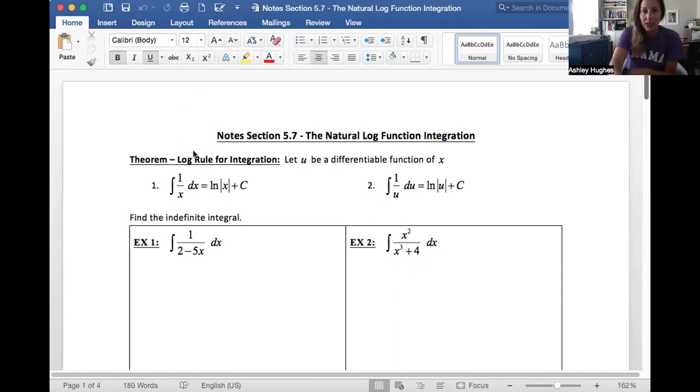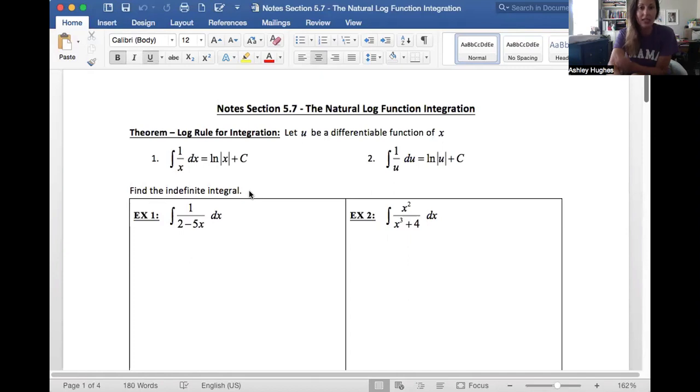All right, let's see. This is integration with logs. If you remember logs, when we take the derivative of log, we get 1 over x. So it makes sense that if we integrate 1 over x, we get the natural log of x. And this is the formula you see most often because it works for more than just when there's an x here. 1 over u du is the natural log of u.